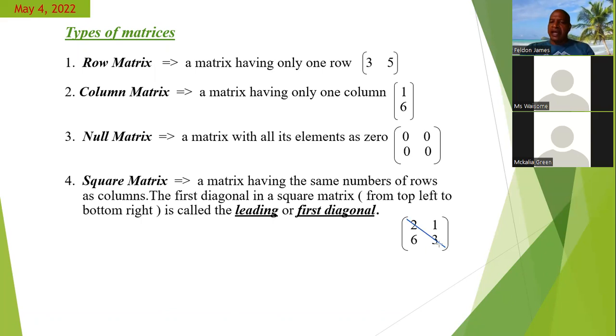So these are the diagonal elements of the square matrix. And we also refer to these elements as the leading diagonal. The elements along here form the leading diagonal. All right, so moving on.